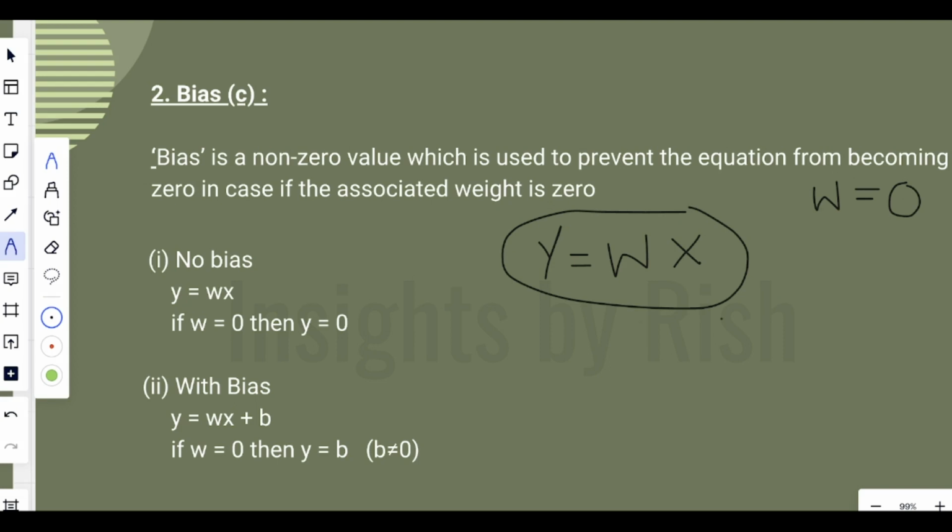So to prevent this from happening, you add a non-zero term, bias, into it. Now what will happen? Though your weight is 0, your y won't become 0 because it has some non-zero value b. So to prevent the element from turning to 0, you add bias. So bias is an important factor that prevents your element from turning to 0.